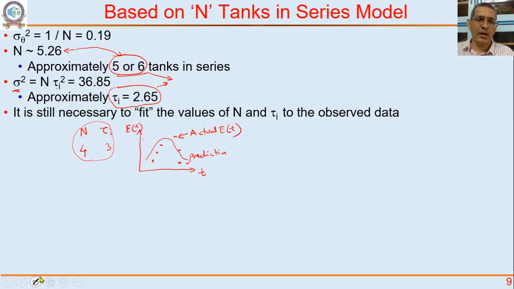Now we have to vary these parameters. We have to vary n and tau I so that the predicted behavior matches the experimental, actual behavior, or the error is minimized. That's what we mean by fitting. So take n equal to 4 and vary tau I so that we get an error, and we are defining the error in terms of root mean square error. Get a value of error and try to minimize the error by varying this tau I.